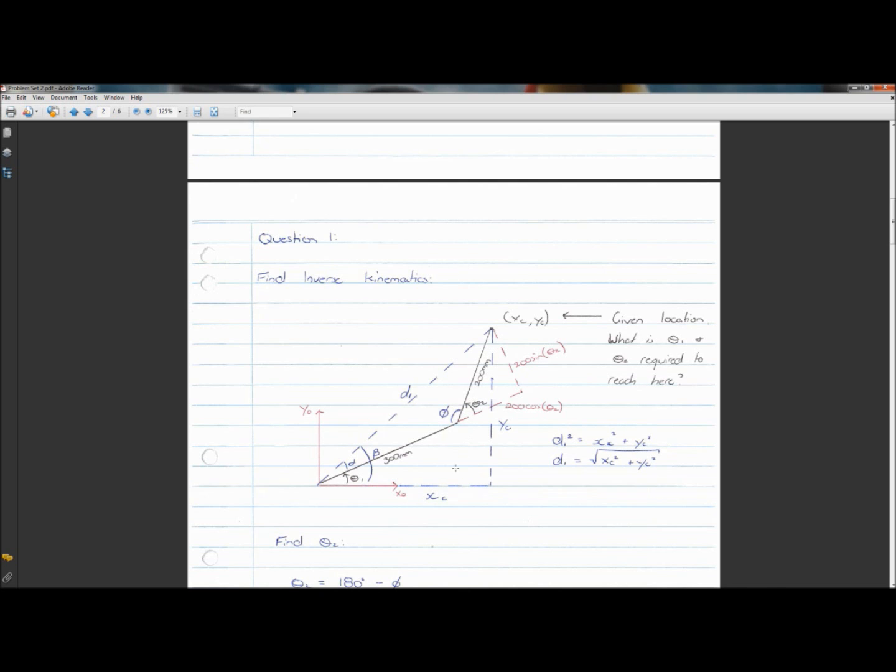You've then noticed I've also drawn these blue dashed lines. This one will be xc along the bottom, yc up top, and d1, which we can find out just by using Pythagoras' theorem.